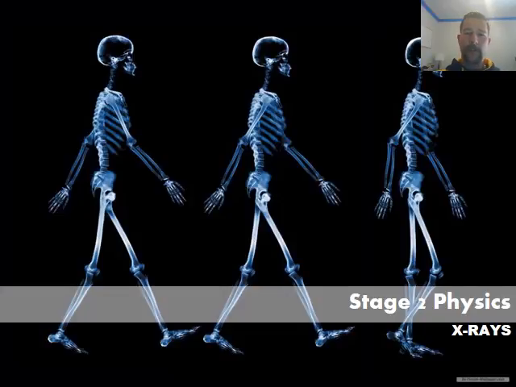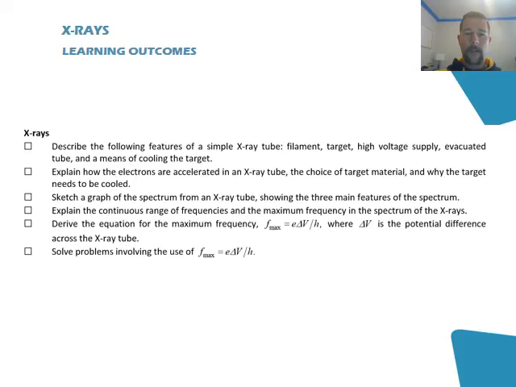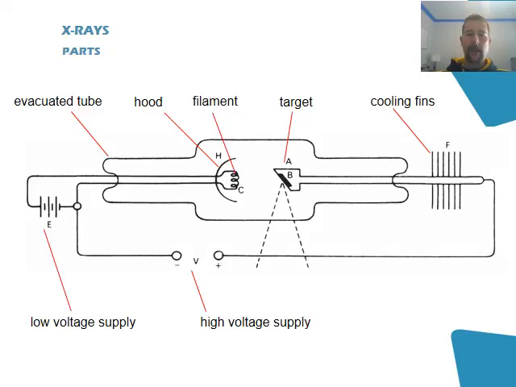In this presentation, we'll be looking at how X-rays are created. This is a list of the learning outcomes as required by the SACE guidelines. In this slide, we'll talk about an apparatus that creates X-rays.